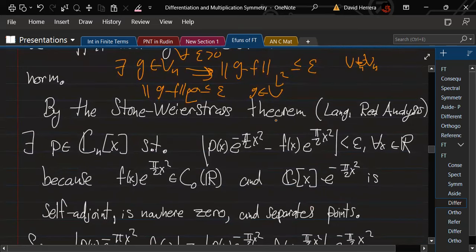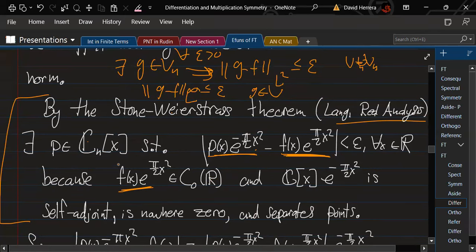So let me first explain why it's okay to apply Stone-Weierstrass. Let me just read through this. By the Stone-Weierstrass theorem, this is from Lang's Real Analysis, and I'll explain in a second down here why it's okay, there exists a polynomial of degree n so that, what am I applying? I'm applying Stone-Weierstrass not to f, but to this function, and I'm not applying it to some function of V. I'm applying it to this. So what does that mean? This is the function I'm applying it to.